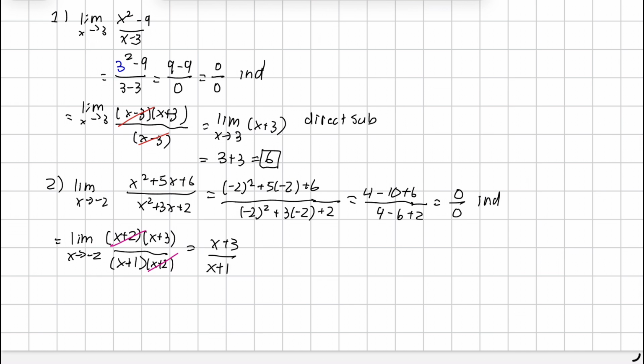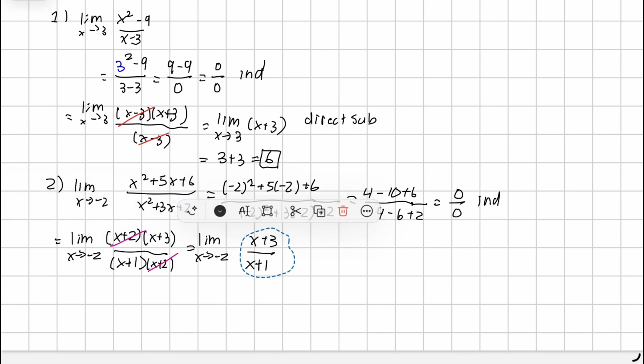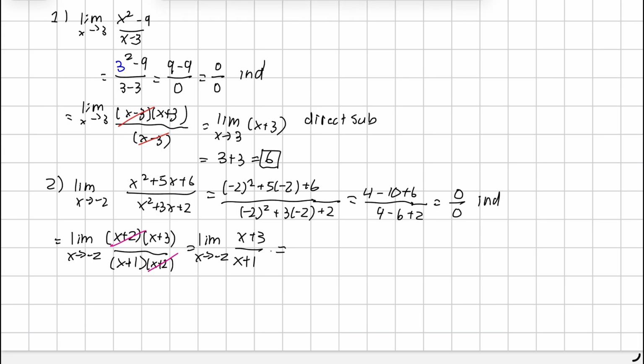over x plus 1. But don't forget to write your limit notation as we continue on, because we have not directly substituted in yet. So now we can take our value of negative 2 and substitute it in for every instance of x, where we get negative 2 plus 3, and negative 2 plus 1. We get 1 over negative 1, giving us negative 1.